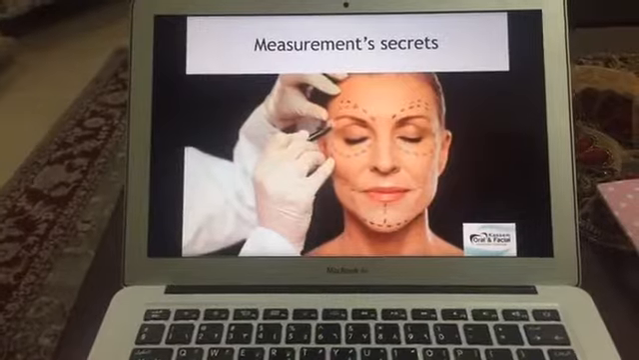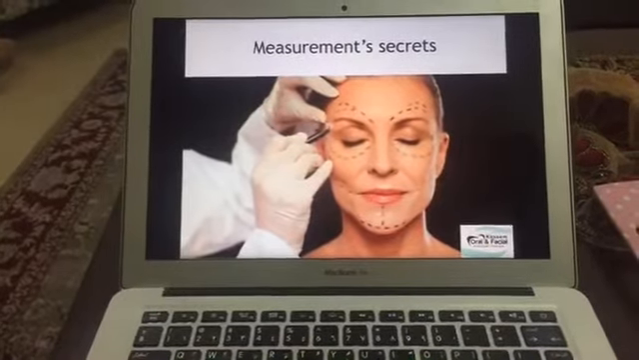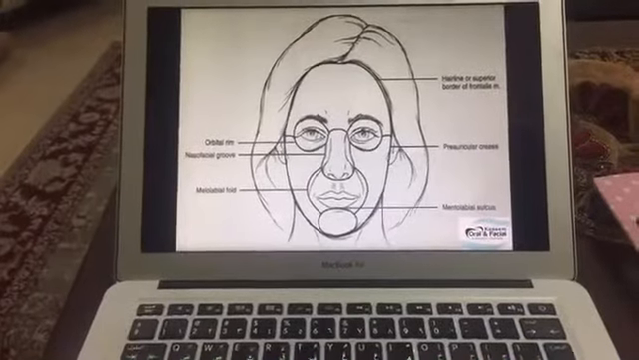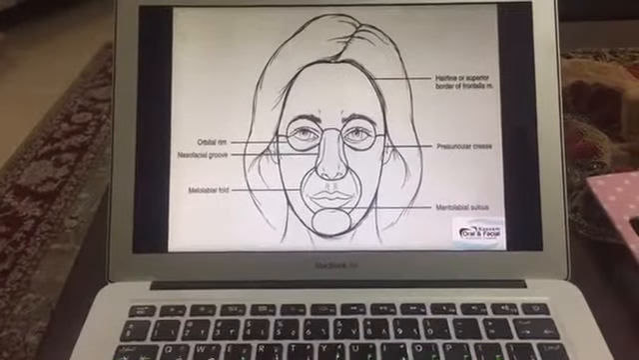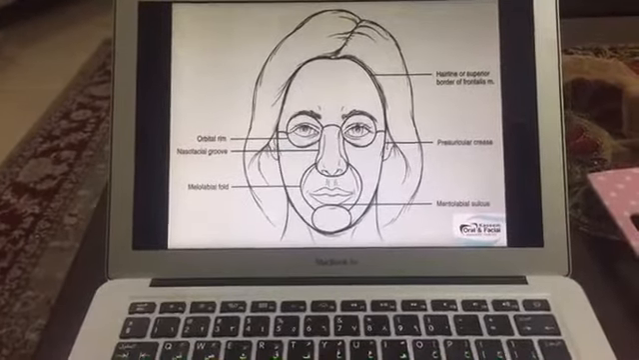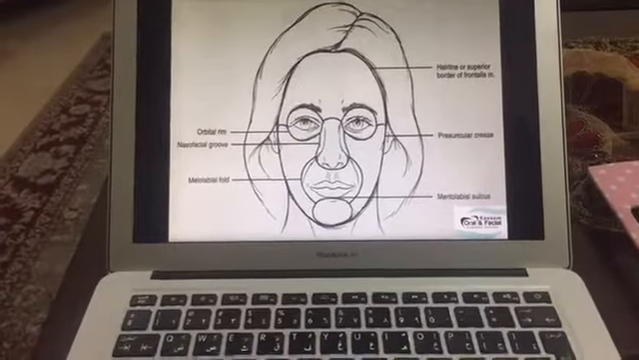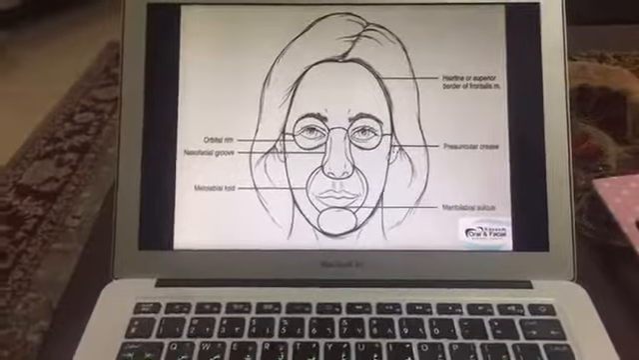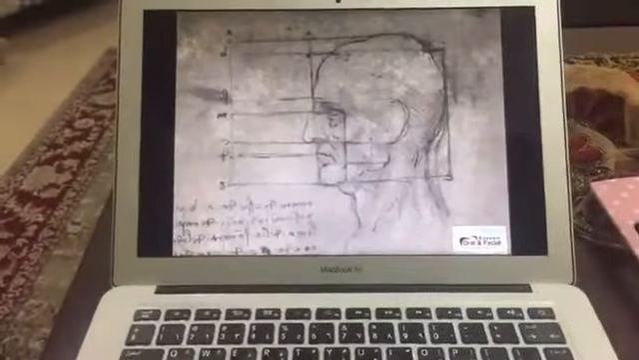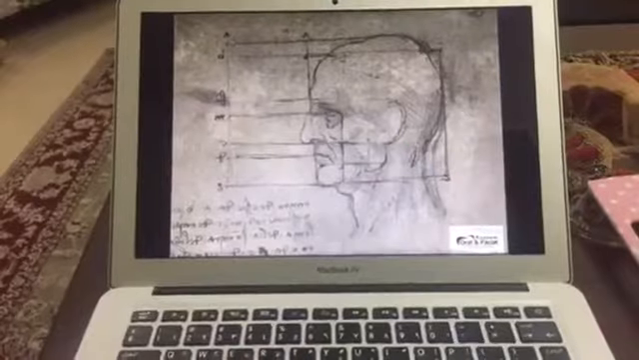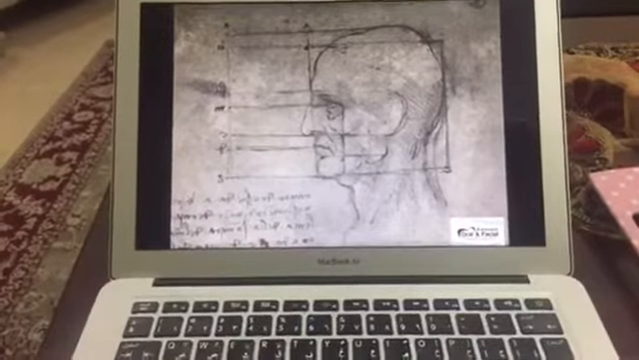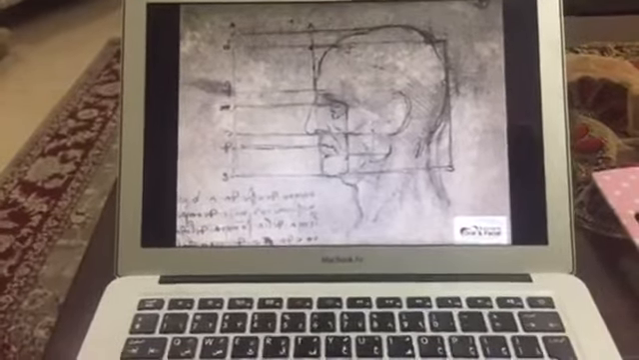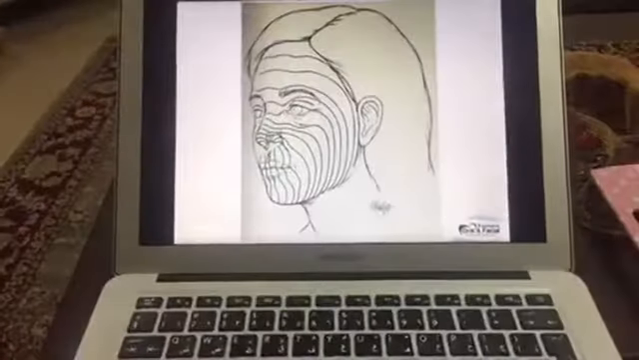I think one of the keys of beauty is measurement, the secrets of measure. There are different ways of doing this. The first parameter is aesthetic subunits. We have uniform aesthetic subunits, such as the lips and nasolabial fold. This is very important for us when we are creating a smile for our patient. Also, there are measurements described by Leonardo da Vinci. This is the rule of thirds. It's very important for us when we are creating a smile.